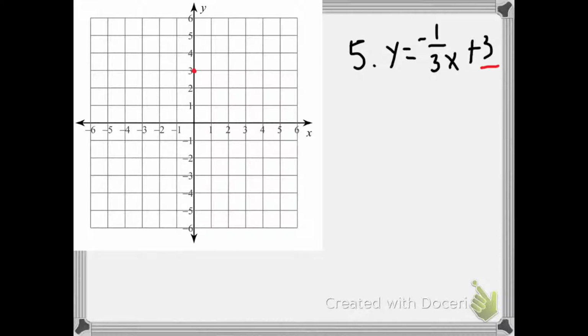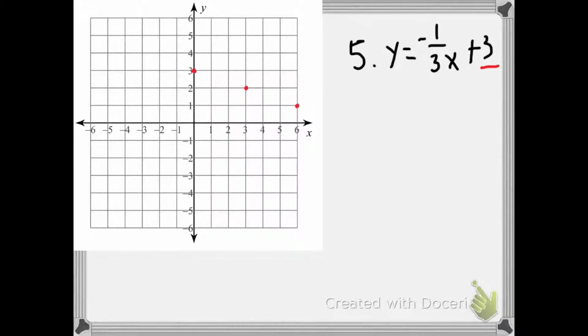And then our slope is -1/3x. So that means you go down 1 and then over 3 to the right. So 1, 2, 3. And then down 1 again, over 3 to the right. 1, 2, 3. And then what you can do is you can go up 1 and then go 3 to the left.